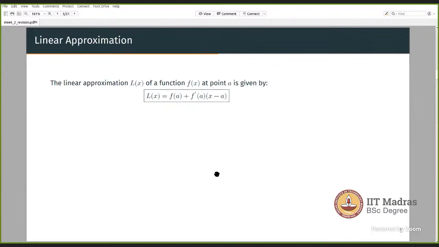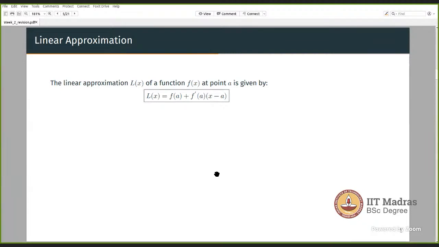So what exactly is linear approximation? Let's say we have a function which is not linear, it has some higher degree, and there's a point x equal to a. We are given a point and we want to find the equation of a function which is linear. Instead of a higher degree equation, we are interested in finding an equation of degree 1 around that point a.